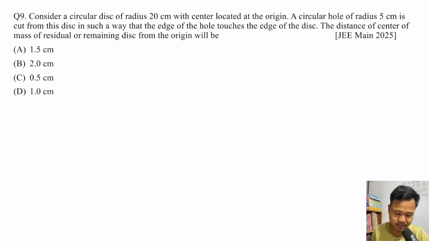Okay, finally one last question. Consider a circular disk of radius 20. A circular hole of radius 5 centimeter is cut from this disc in such a way that the edge of the hole touches the edge of the disc. The distance of the center of mass of the residue or the remaining disc from the origin will be. You can directly put the answer in the final value here, okay?